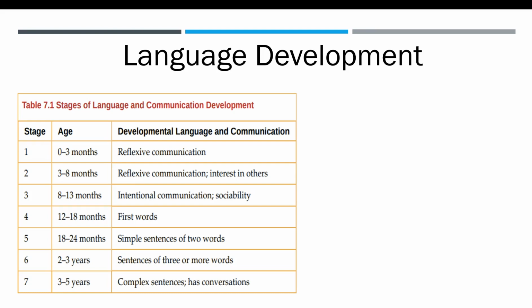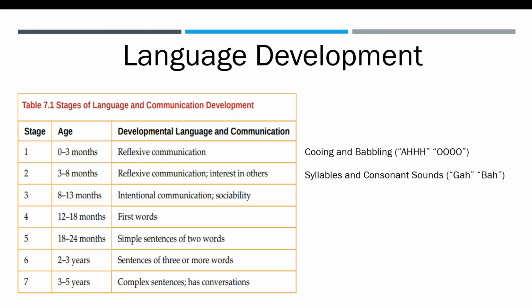Next, we can talk about language development. So these are the stages of language development. In the first stage, between 0 and 3 months, occurs reflexive communication, and this is like cooing and babbling. In the second stage, between 3 and 8 months, there's reflexive communication as well, but there's an interest in others. So these might be syllables or consonant sounds, maybe signaling a ga or ba in order to interest others.